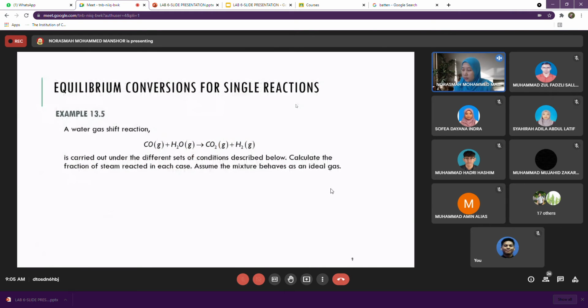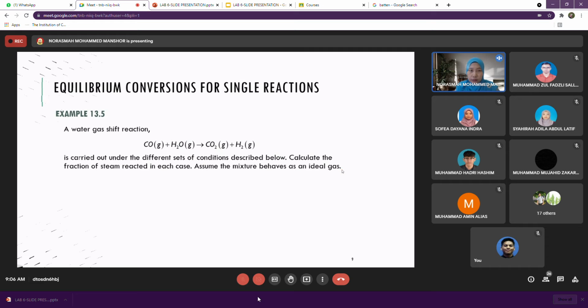Okay, look at example 13.5. For this reaction, it is carried out under different sets of conditions described by A until G. Calculate the fraction of steam reacted in each case. The equilibrium mixture behaves as an ideal gas.